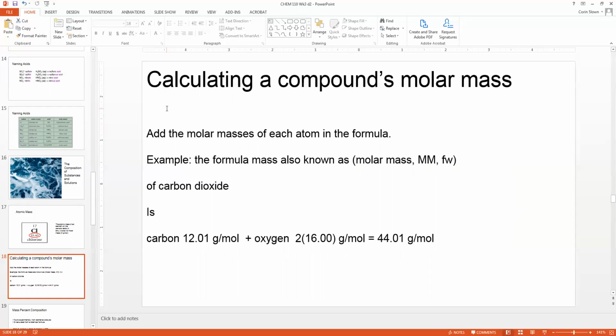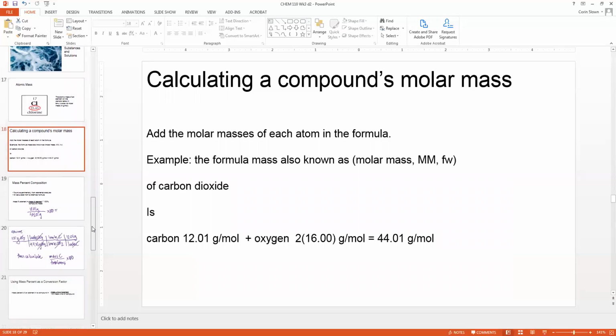So for carbon dioxide, that would be 12.01 grams per mole plus oxygen, of which we have 2. So 2 times 16 would give us 32. So the total would be 44.01 grams per mole. Now, here's what's really interesting about that.